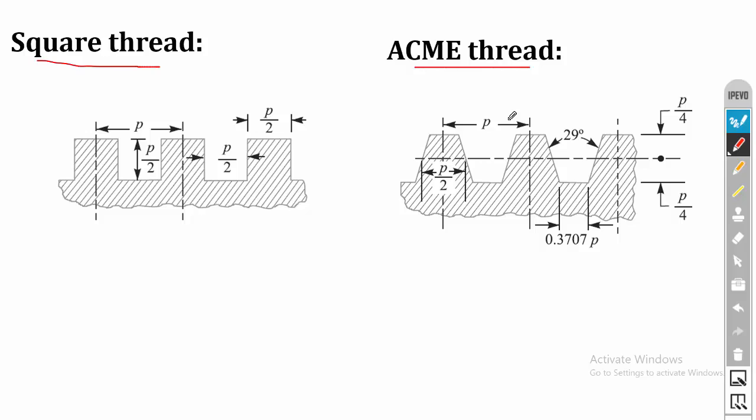Then the second one is ACME thread. This is also a slight modification of screw thread alone. Here the angle of thread is 29 degrees. Here also it is used for high load carrying application like the machine vice, then high load carrying valves, and in some of the screw jacks and other kind of load carrying applications, this ACME thread is used.